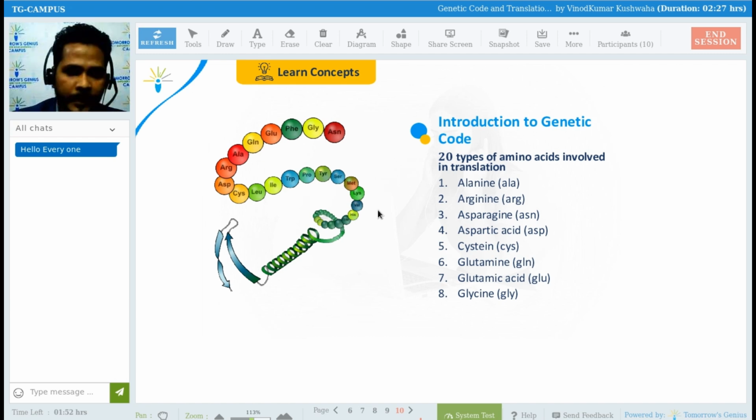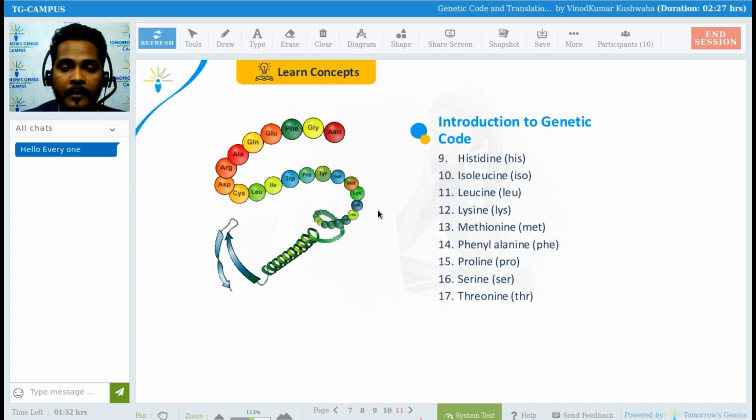So it is very easy for us to remember, right? The first one is alanine, arginine, asparagine, then aspartic acid, followed by cysteine, glutamine, glutamic acid, then glycine. So this is a total of 8.